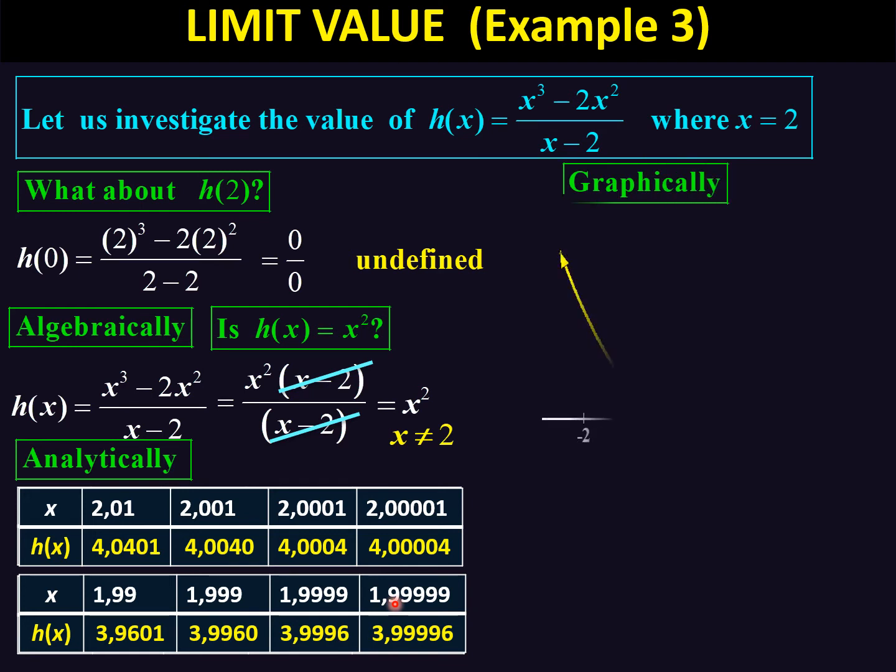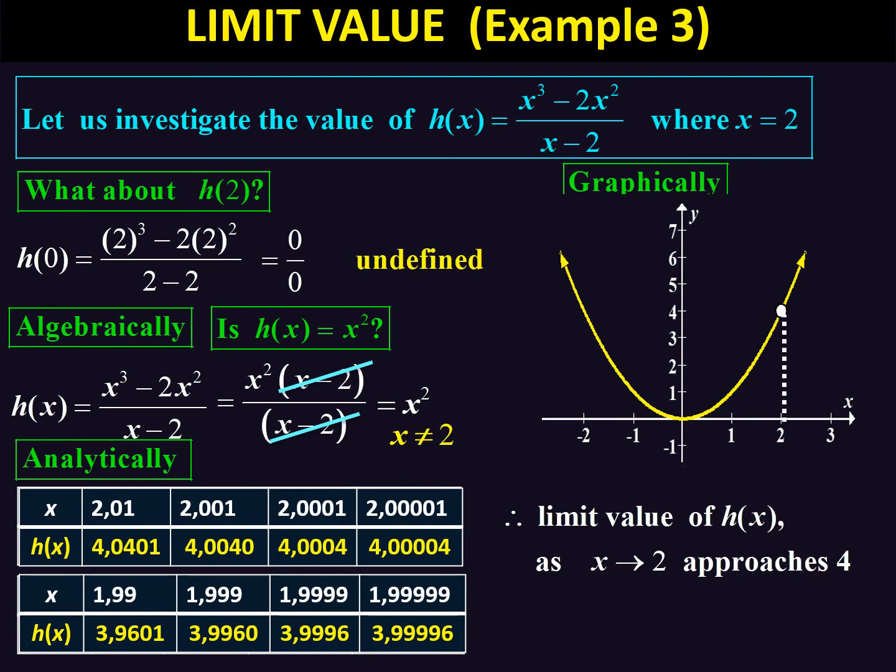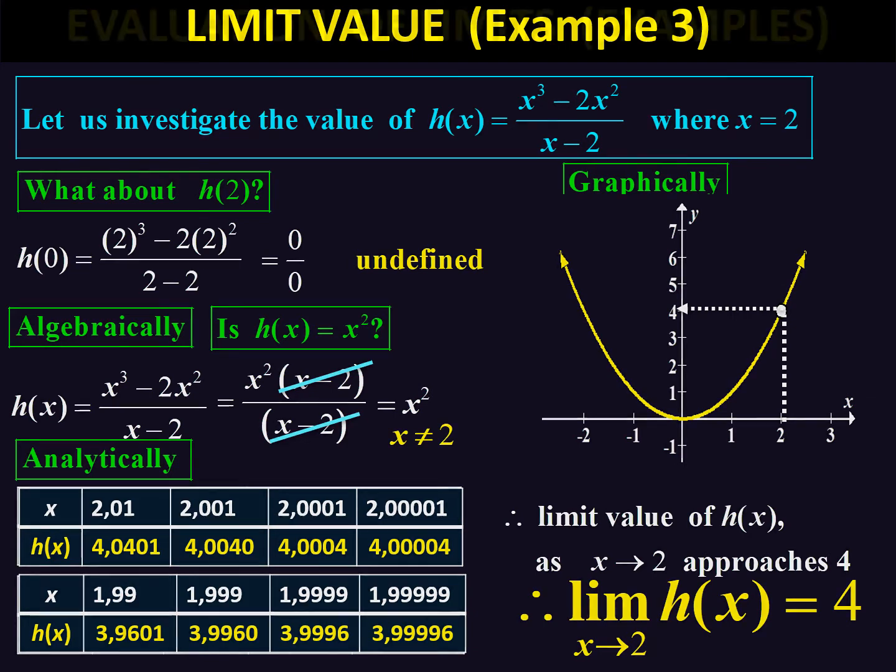Let's look at it graphically. X squared is a quadratic, but this is a quadratic where it's not defined at x equal to 2. It's undefined there. That's why we have an opening there. So we can see here that the limit of h(x) as x approaches 2 is actually 4, which we can write in that form there.